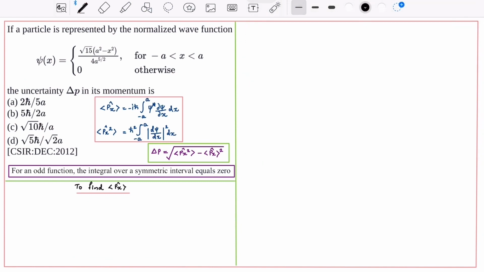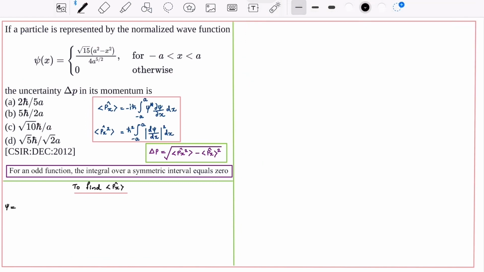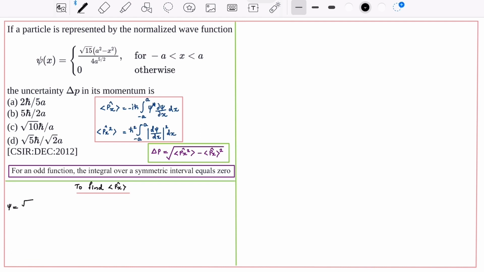Let us write the given wave function psi, that is equal to root of 15 (a square minus x square) divided by 4 a raised to 5 by 2. Here the wave function is real, so we can say that psi is equal to psi star. Now what is dou psi by dou x? Let us take the derivative of psi with respect to x, that is root of 15 divided by 4 a raised to 5 by 2 into minus 2x.